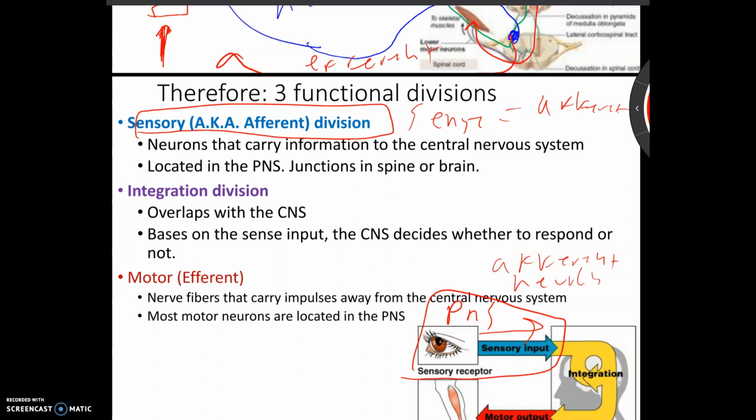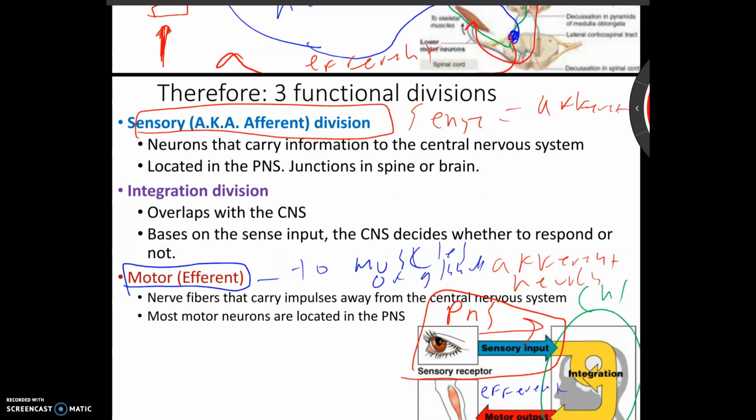Then we have integration. It is the CNS. So the CNS here integrates. It takes in the sense input and decides what the response is. So if I hear Taylor Swift's new song, I decide I want to listen to another channel. So you get motor output, so efferent. So the motor division is efferent. It is sending signals to muscles, or glands. And again, that is located in the PNS.